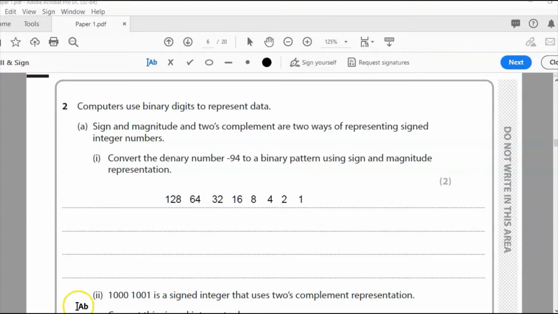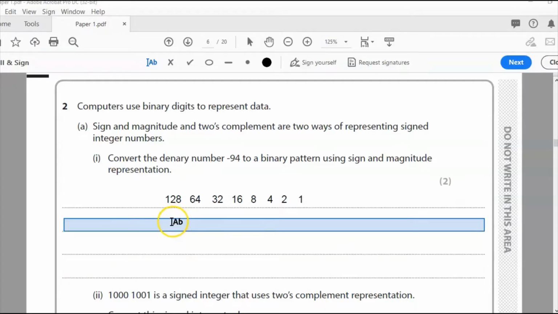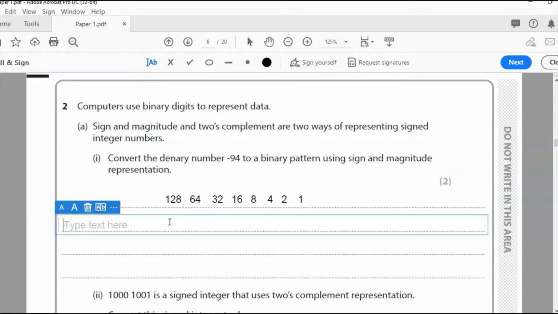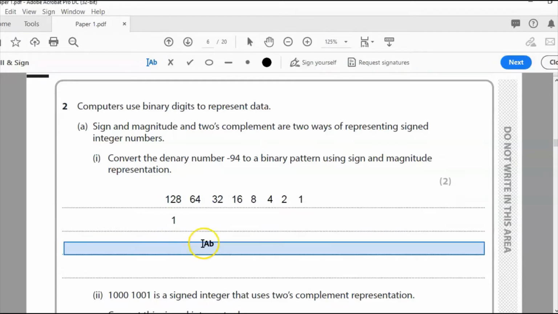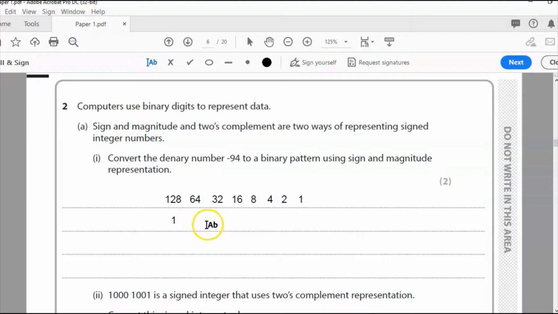Now, for this, we need the place values 128, 64, 32, 16, 8, 4, 2 and 1. And what we need to do is take the first value there, 128, that needs to be a 1. So that needs to be a 1 because it represents a negative number.